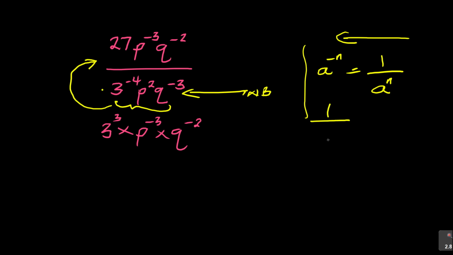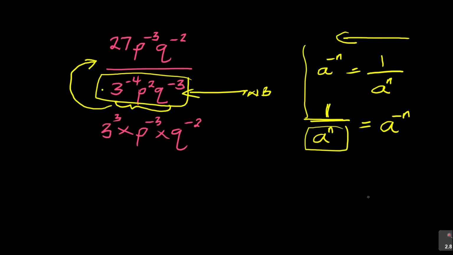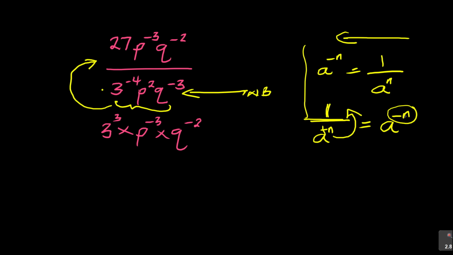1 over a to the power of n is equal to a to the power of negative n. I'm just going from right to left. You see that? But this is 1 over. The good part is everything here is also at the bottom. So which means when it goes to the top, it changes from positive n to negative n. Look at it, positive, negative.